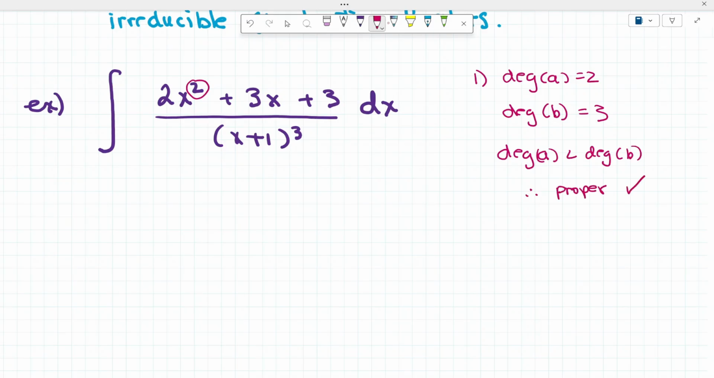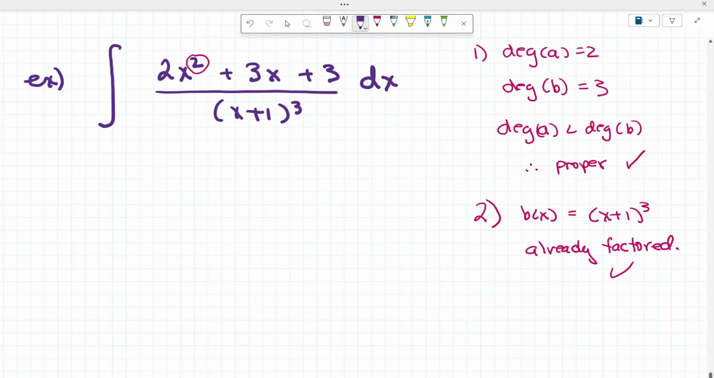Okay, our first criteria is met. What about our second criteria? Is it factored? We can see that our b of x here equals (x plus 1) cubed, so this is already factored. I saved you the hassle of factoring that, but always double check if it is composed of linear factors or, like I said, irreducible quadratic factors. So our two main criteria are met, and we're going to go ahead and use partial fraction decomposition in order to solve this integral.